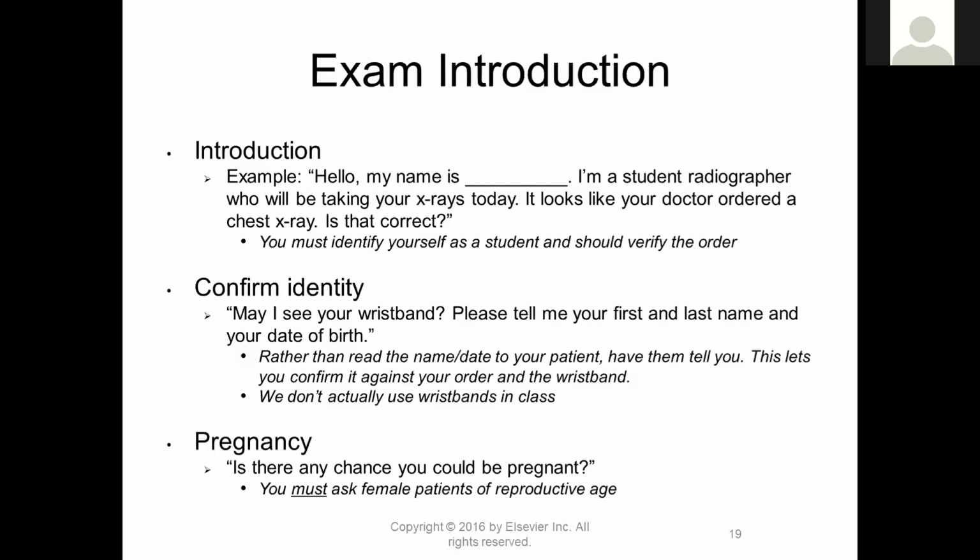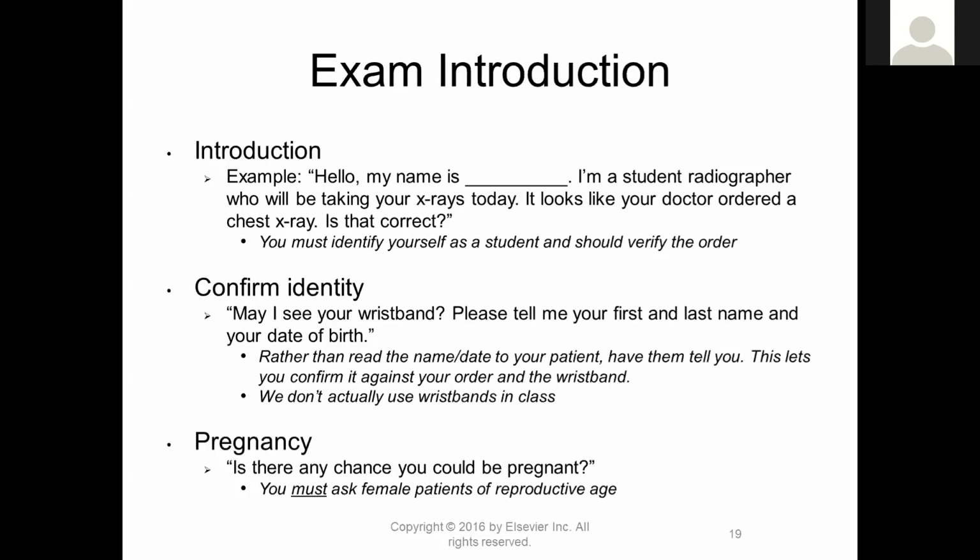Next, we're going to confirm your patient's identity. All patients getting x-rays have a wristband with their name, a date of birth, usually some sort of medical identifying number. This is a requirement from the Joint Commission. So we are going to confirm that we have the correct patient. So we are going to check the patient's wristband.